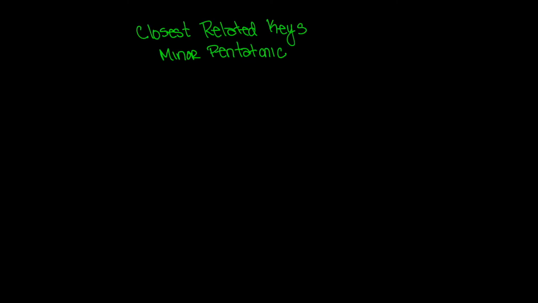In our previous videos, we've really looked at what are the closest related keys in terms of the major pentatonic, and today I'd like to look at the minor pentatonic. Let's get started. So let's start off with building an A minor scale. That would look like this: A, B, C, D, E, F, G, and A.